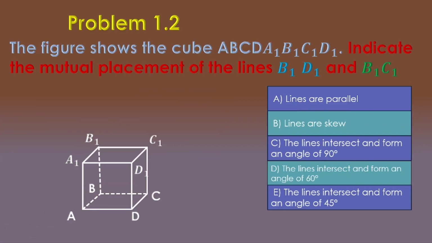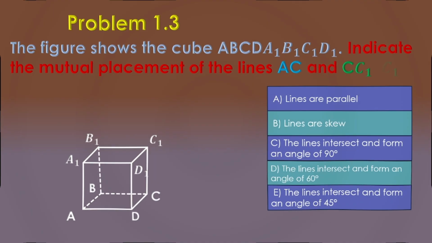Problem 1.2. The figure is the same, but here we are asked to indicate the location of the lines B1D1 and B1C1. Well, I draw these lines in blue and green. They form the corresponding angle D1B1C1, and we know that any face of the cube is a square, and that a square has diagonals that are bisectors of its angles. We have a face of the cube A1B1C1D1, which is a square, and we have a diagonal B1D1. So this diagonal divides the angle A1B1C1 into two equal angles of 45 degrees. So the angle D1B1C1 will be 45 degrees. So the answer is E.